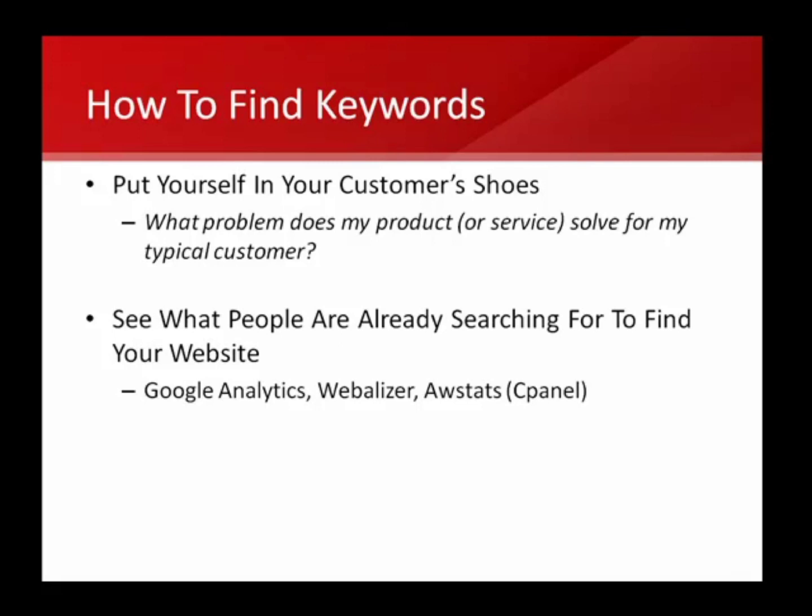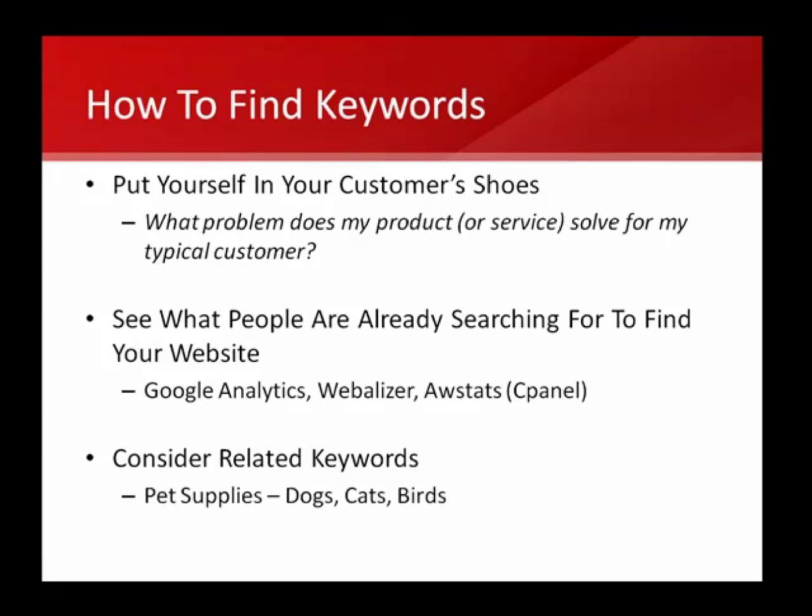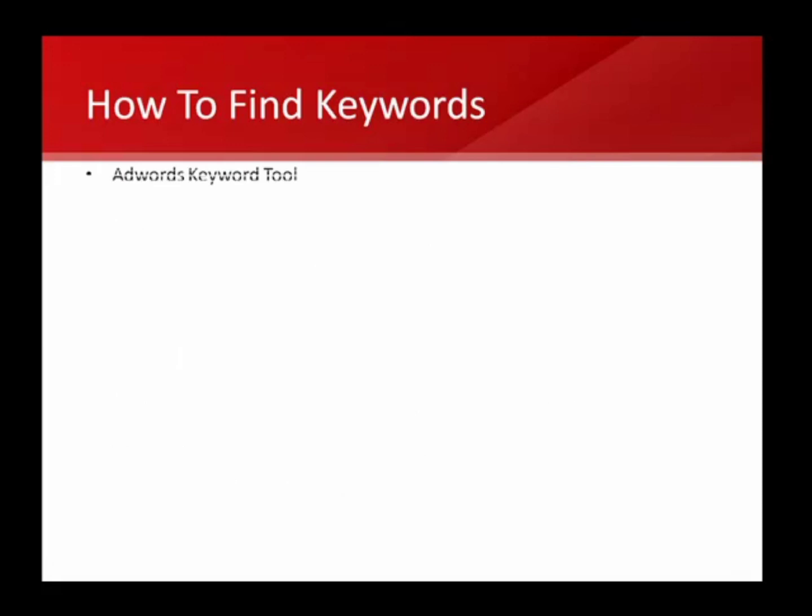It will kind of amaze you that even though you may not be doing much SEO now, people are accidentally still finding your site. So once you start doing SEO, it can make a huge impact for you. You also want to consider related keywords. So if you're in the pet niche, pet supplies might consider keywords like dog supplies or cat supplies or bird supplies as an example.